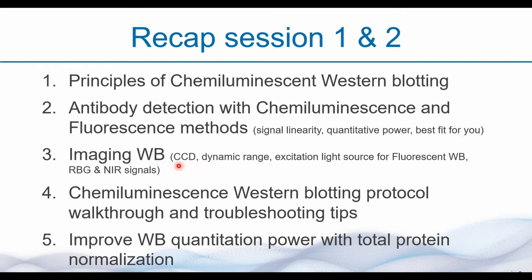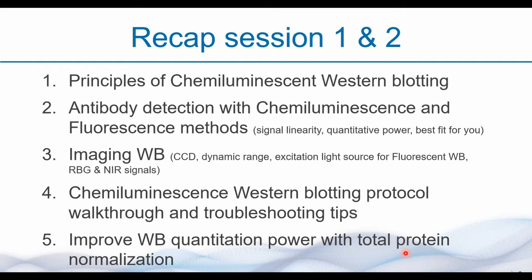And next, how would you want to image your blot? Then we talked about chemiluminescence. We'll be using the CCD chips. The CCD chips are different in terms of pixelation and also dynamic range, and also the capacity that they can hold. And for the fluorescent method, we talked about the excitation light sources and the differences between RGB and near infrared signals as well. And last week, in session 2, we walked through the chemiluminescence Western blotting protocol in a detailed format, and also looked at some general troubleshooting tips. A quick look at the fluorescence Western blotting protocol as well. And finally, we proposed a workaround for you to improve your chemiluminescence quantitation power with total protein normalization.